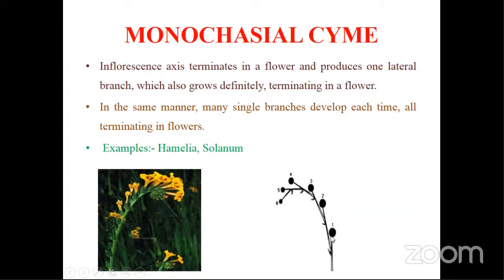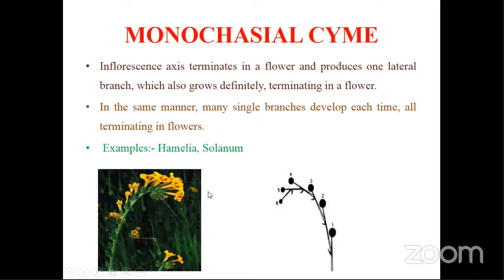If all branches are produced on one side, it forms a helicoid cyme. If branches are produced first on the left side, then on the right side, then on the left side in a zigzag manner, it is called a scorpioid cyme. An example for monochasial cyme is Hamelia. It is actually an example for helicoid cyme, and Solanum is an example for scorpioid cyme.